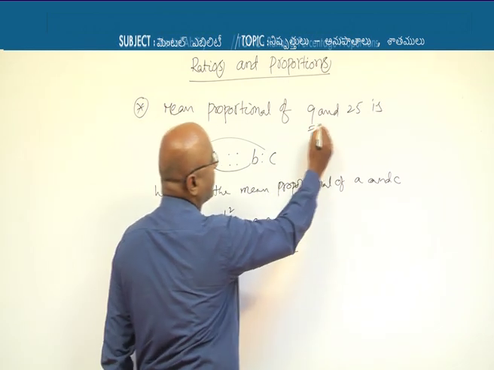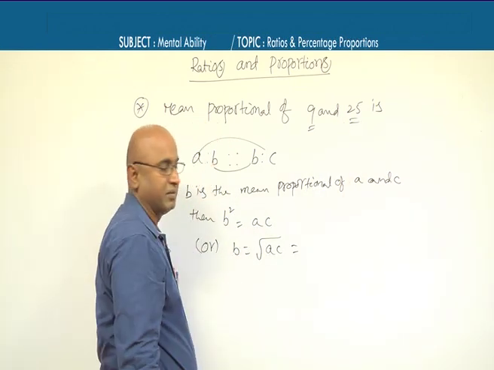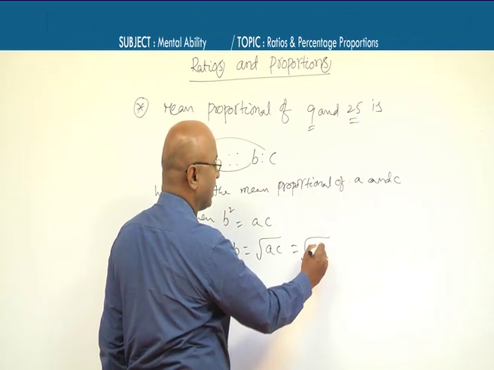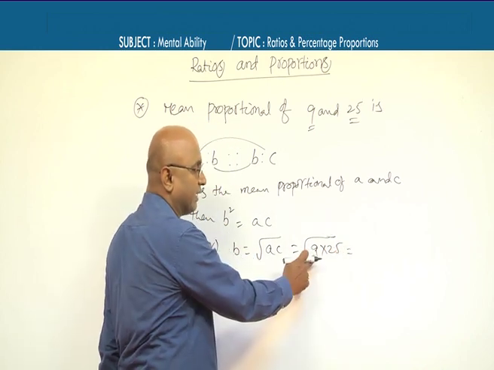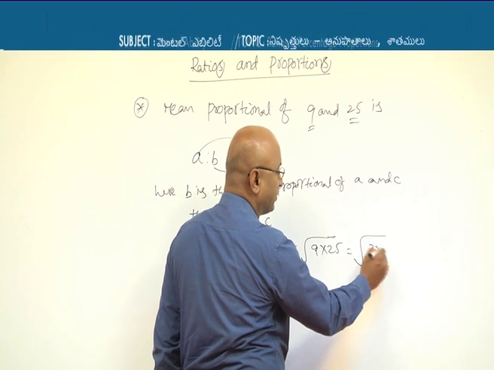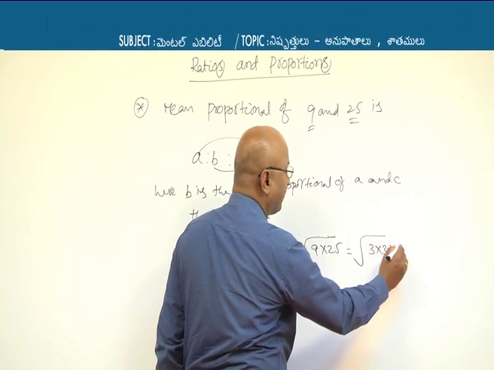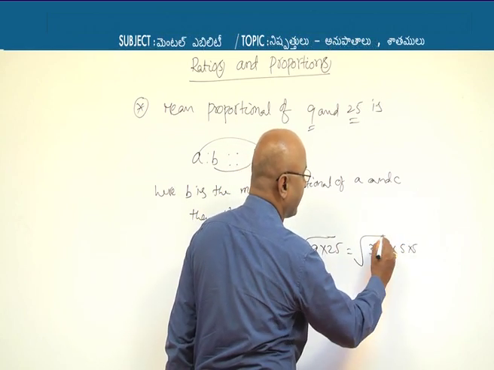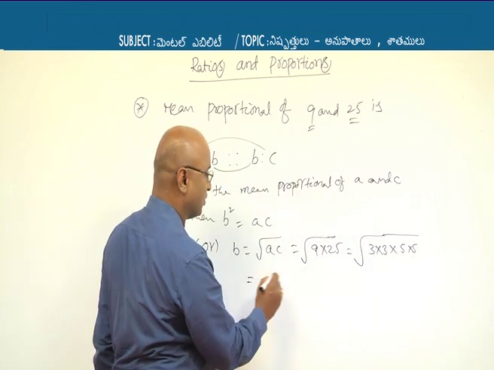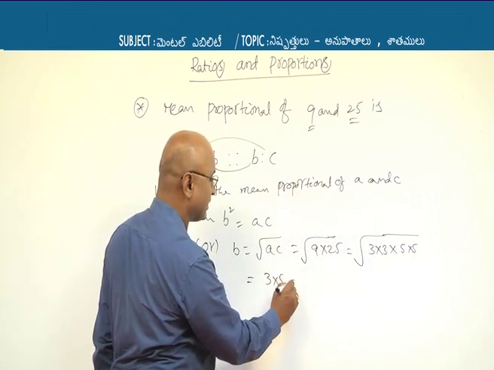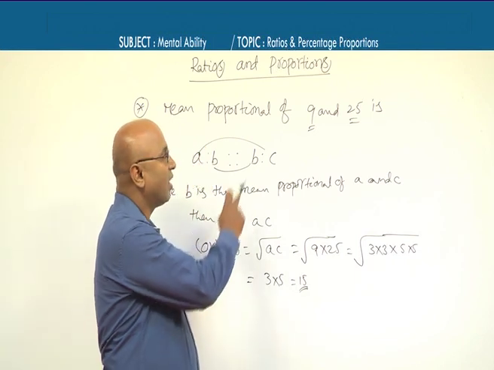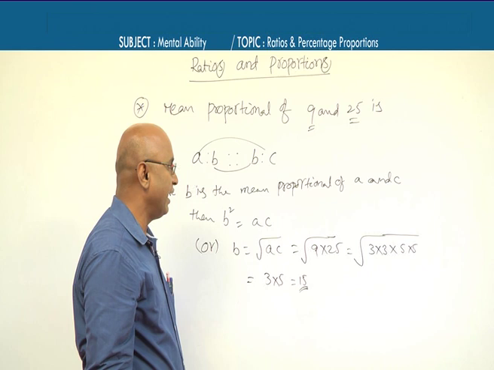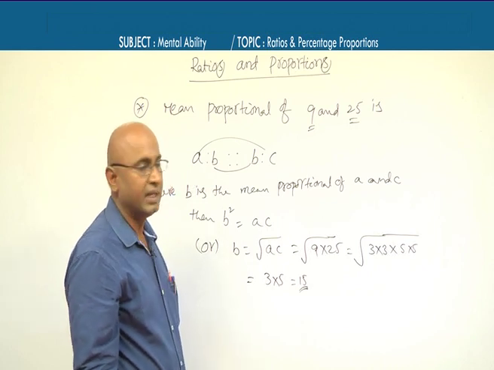Here A and C are 9 and 25. Now substitute those values. The square root of 9 into 25: 9 can be written as 3 into 3, and 25 can be written as 5 into 5. That is equal to 3 into 5, that is equal to 15. So the mean proportional of 9 and 25 is 15.